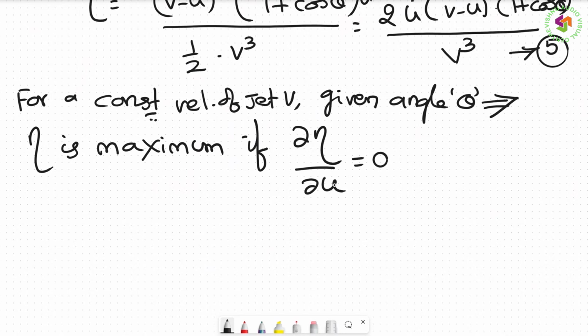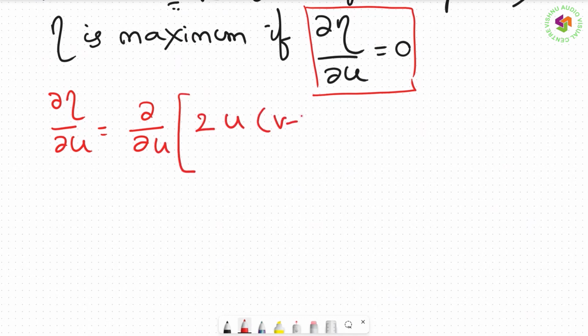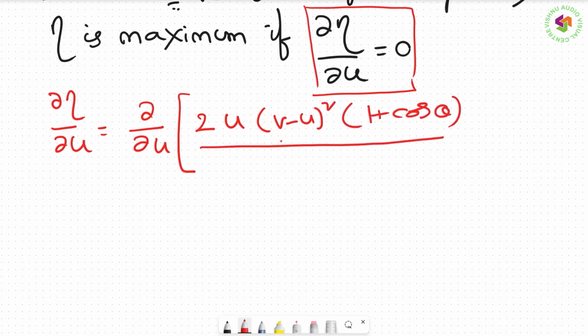Why dou u only have I written? V is a constant, that means a given value, and theta is constant, a given value. In the above efficiency equation, the only variable is the velocity of the plate or vane. That is why I have written this. This is very, very important for maximum efficiency. So if I calculate dou eta by dou u, that means dou by dou u of 2 into u into V minus u whole square into 1 plus cos theta divided by V cube. This is our basic problem.